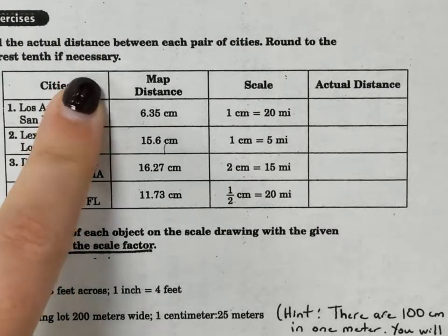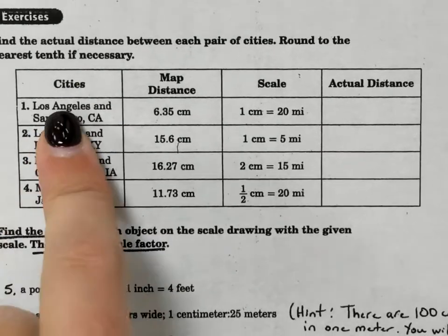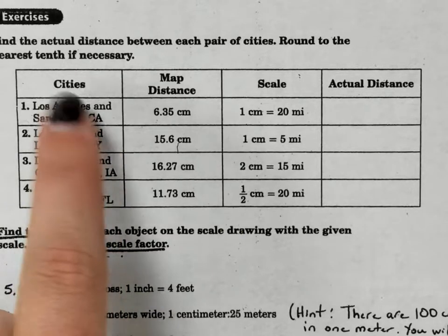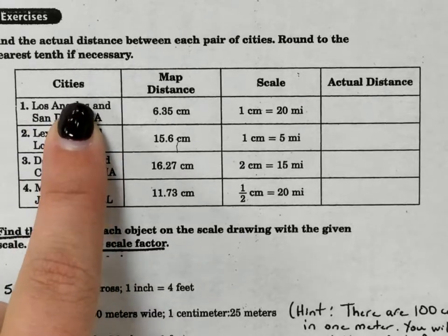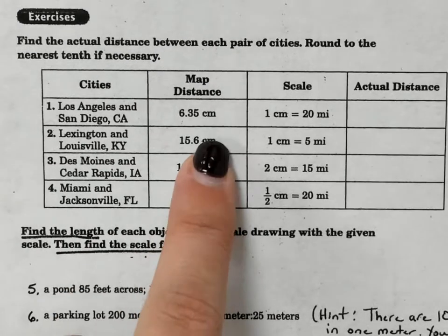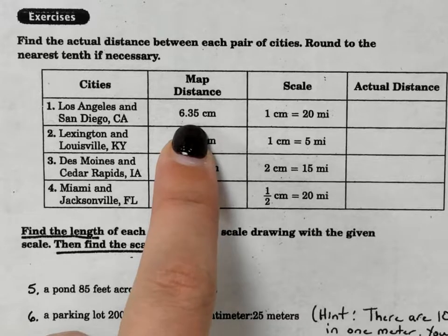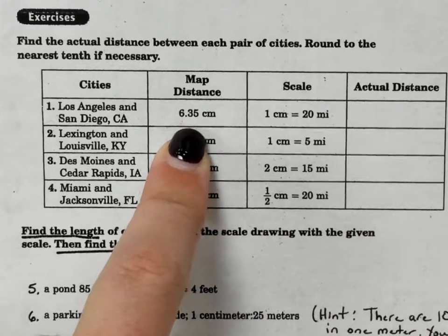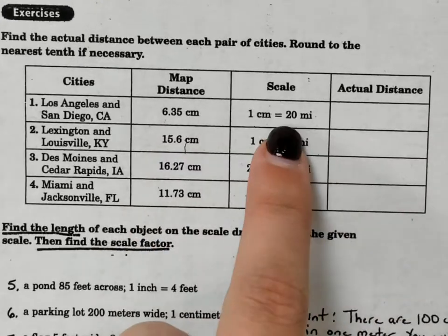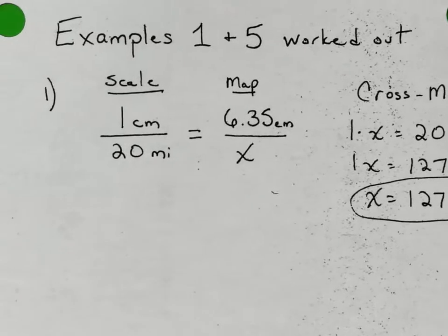Okay. So number 1 is done for us on the right-hand side of this paper. So it tells us that we're finding the actual distance between those pairs of cities. And if we need to, we've got to round to the nearest tenth. Okay. So between those 2 cities, I know that my map distance is 6.35 centimeters. And then my scale is 1 centimeter equals 20 miles. So the first thing I have to do is set up a proportion with that information.